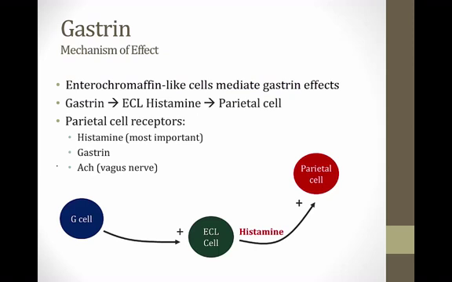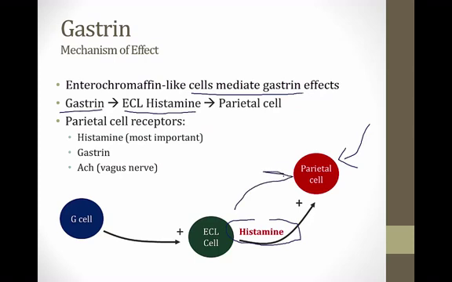Let's talk about the mechanism of gastrin's effect on acid secretion. Gastrin can directly stimulate a parietal cell to secrete acid. However, the more important way by which it stimulates acid secretion is indirect. Gastrin can affect cells that are close to the parietal cells called enterochromaffin-like or ECL cells, and these cells mediate the gastrin effect. When they are stimulated by gastrin, they will release histamine, and then histamine can activate the parietal cells. And it turns out this is the most important way by which acid secretion is stimulated.